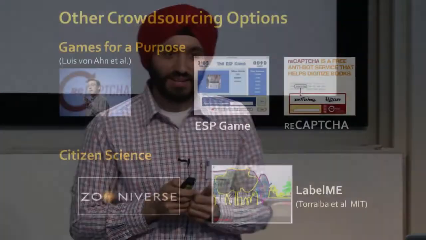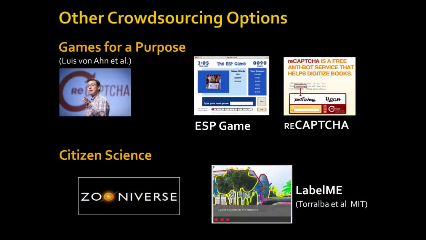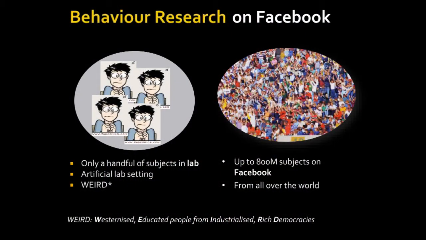Now, there are other crowdsourcing options. You can build games, right? And this has been very popular. Luis von Ahn, who is a researcher at CMU, built the ESP game and the reCAPTCHA game, and many of you might have used this. With this, he was able to collect a huge amount of data for translating or even detecting text in books. Now, there are citizen science projects like Galaxy Zoo and LabelMe, which rely on other incentive structures, which are a lot of community-based or reputation-based incentives.